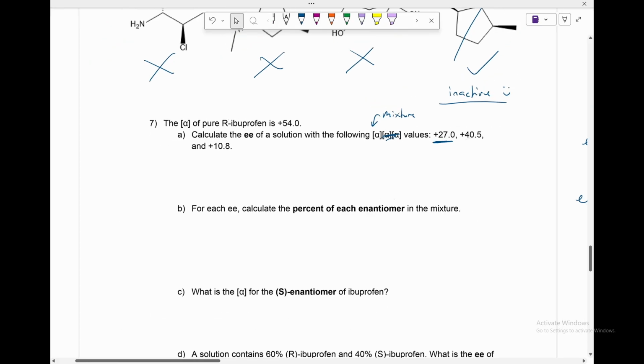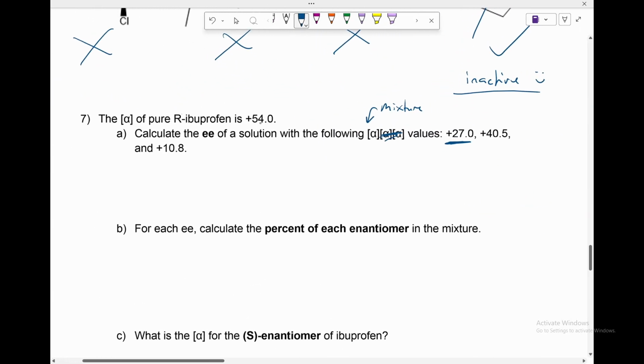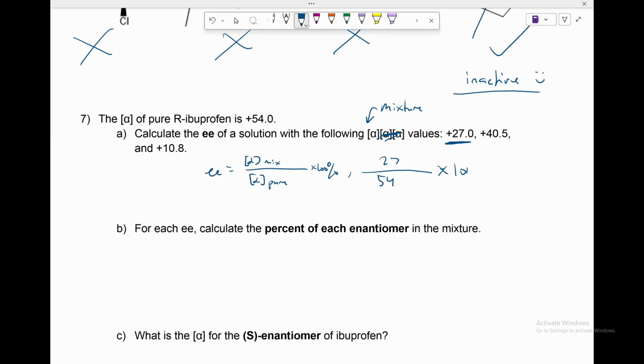I'm not given the percentages for this first question, but I am given the rotation. So I'm going to use the bottom formula. EE is equal to alpha mix over alpha pure times 100%. So 27 divided by 54 times 100%, and I believe that would be 50%.